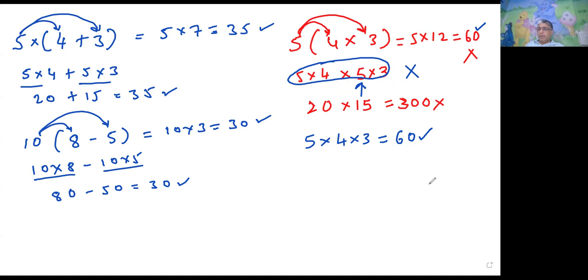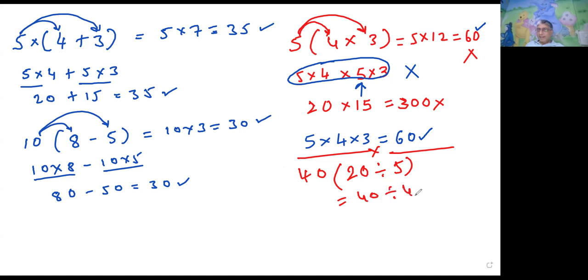Similarly, if you divide, it is the same thing. Suppose you have 10 multiplied by 20 upon 5. Let me write here. I'll just write 40 here. So 40 divided by 4 into 10 is what? You get 40 divided by 4 into 10.